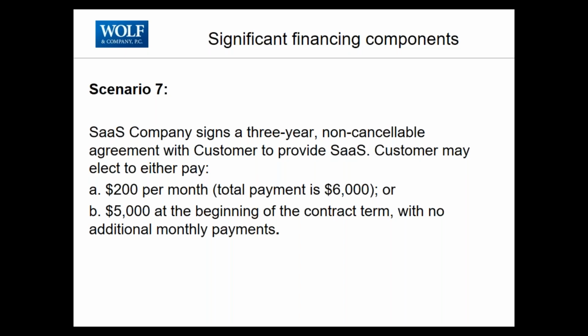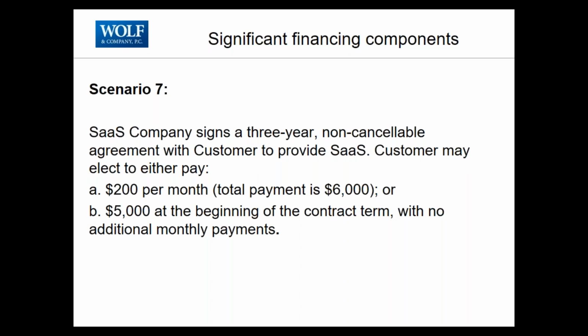Under 606, the difference in pricing together with the timing difference between when the customer will pay and receive the services indicates that the contractual payment terms under option B have the primary purpose of providing the SaaS company with financing. So the SaaS company will need to determine if the financing component is significant. Because the difference between the cash selling price of $6,000 and the financed amount of $5,000 is about $1,000, and it's 20% of the financed amount, the SaaS company would conclude that the financing is significant. Therefore, an adjustment to reflect the time value of money will be needed if the customer elects option B at the beginning of the contract.